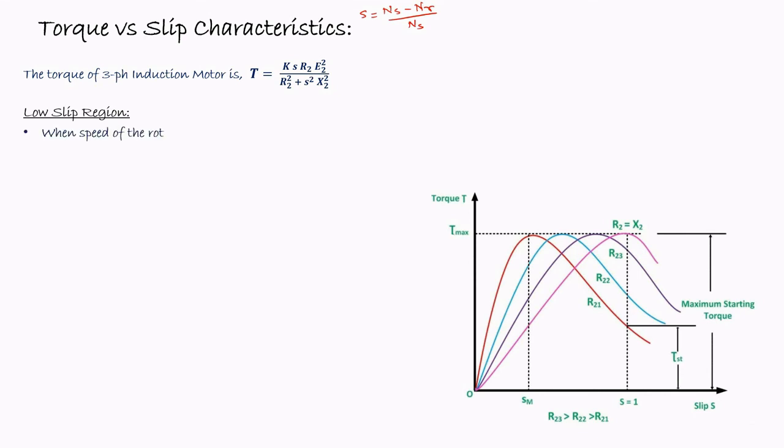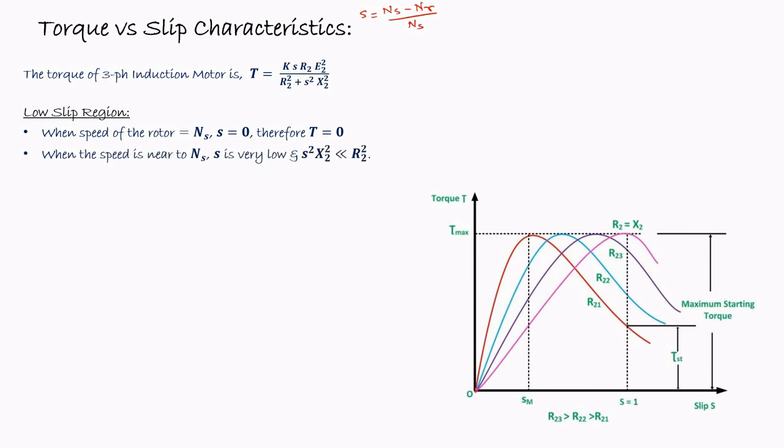Now, when the speed of the rotor is equal to Ns, although it is not possible, but if we consider the speed of the rotor equal to Ns, then the slip will be equal to 0. Therefore, from this torque equation, we can say the torque will also be equal to 0. So in the torque versus slip characteristics, where torque is on the y-axis and slip is on the x-axis, it starts from the origin, because when slip is equal to 0, torque will also be equal to 0.